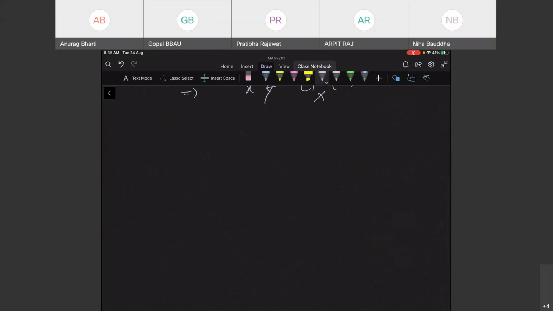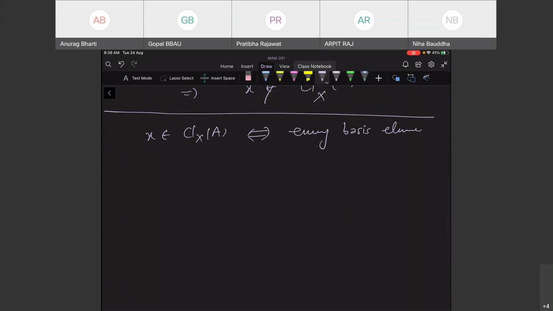Here we use open sets, but you may replace this by basis elements. So x is in the closure of A in X if and only if every basis element B containing x intersects with A. This is because every open set contains a basic element.